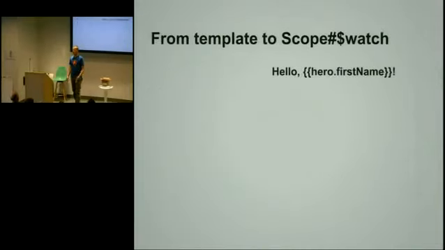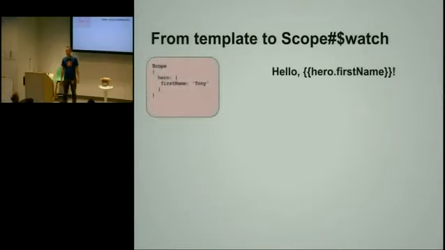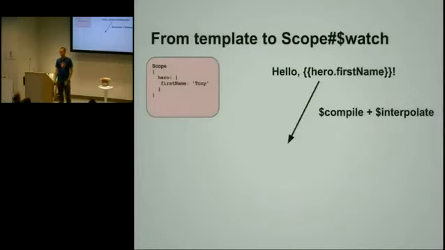So how do we get from something as simple as hello hero into a state where we can actually observe the model? We have this template, and we have a scope with an associated hero model. So we have hero with the first name Tony, and template hello, where we have the expression hero.firstName. What we do is we compile this template using our compile service. We have all the services in Angular. If you don't know much about it, don't worry.